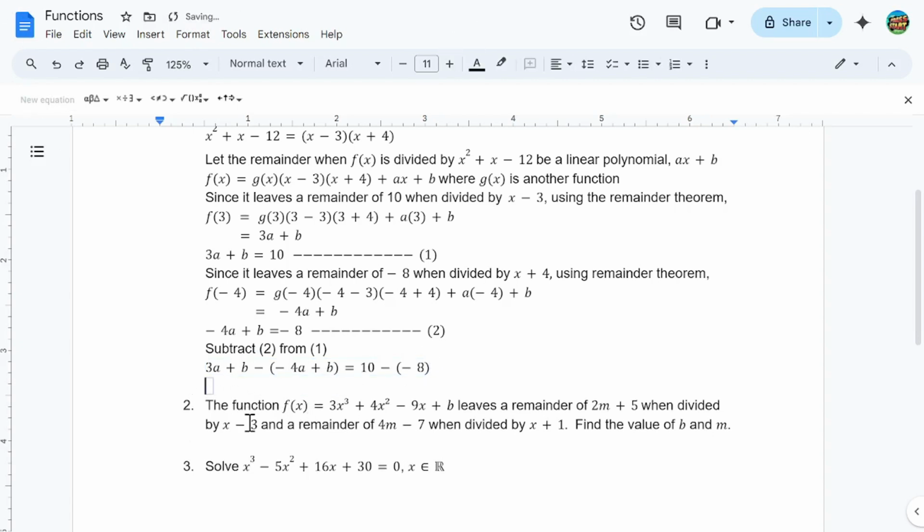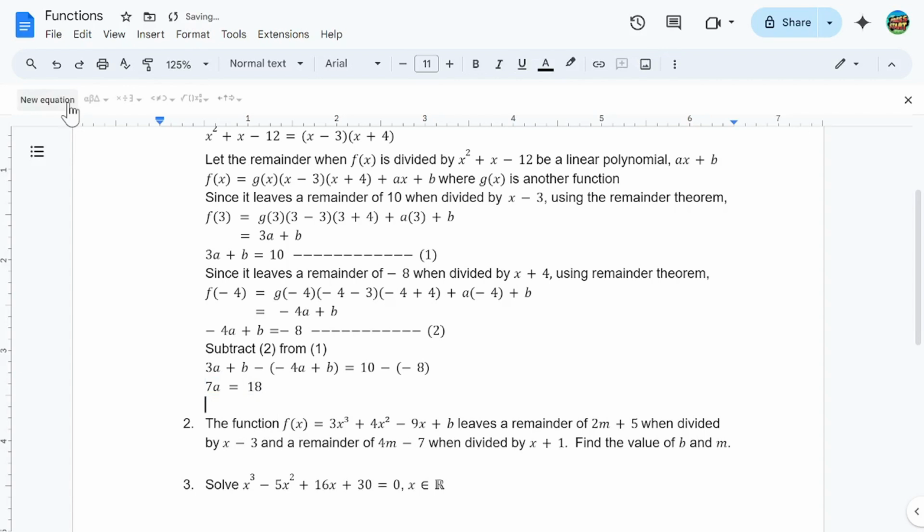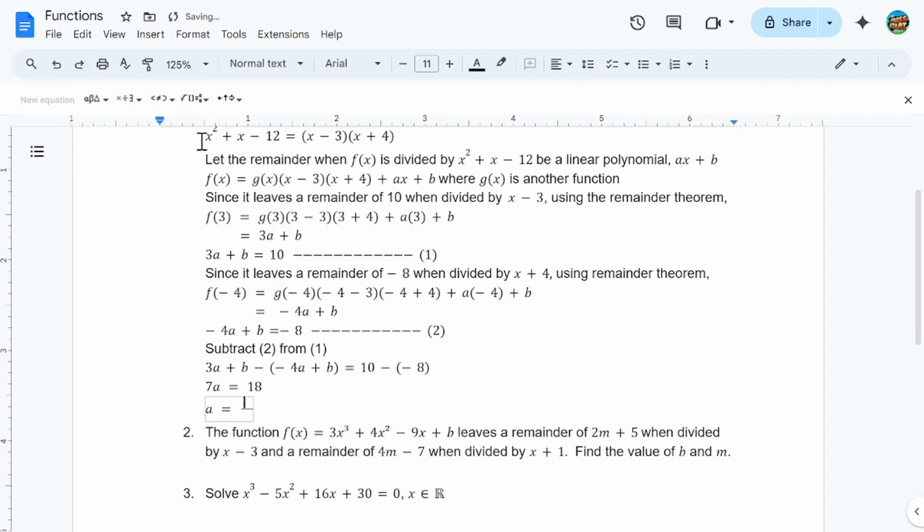So we got 7a equals 18. So a equals 18 over 7. So we found a already. What's next? We need to find b.